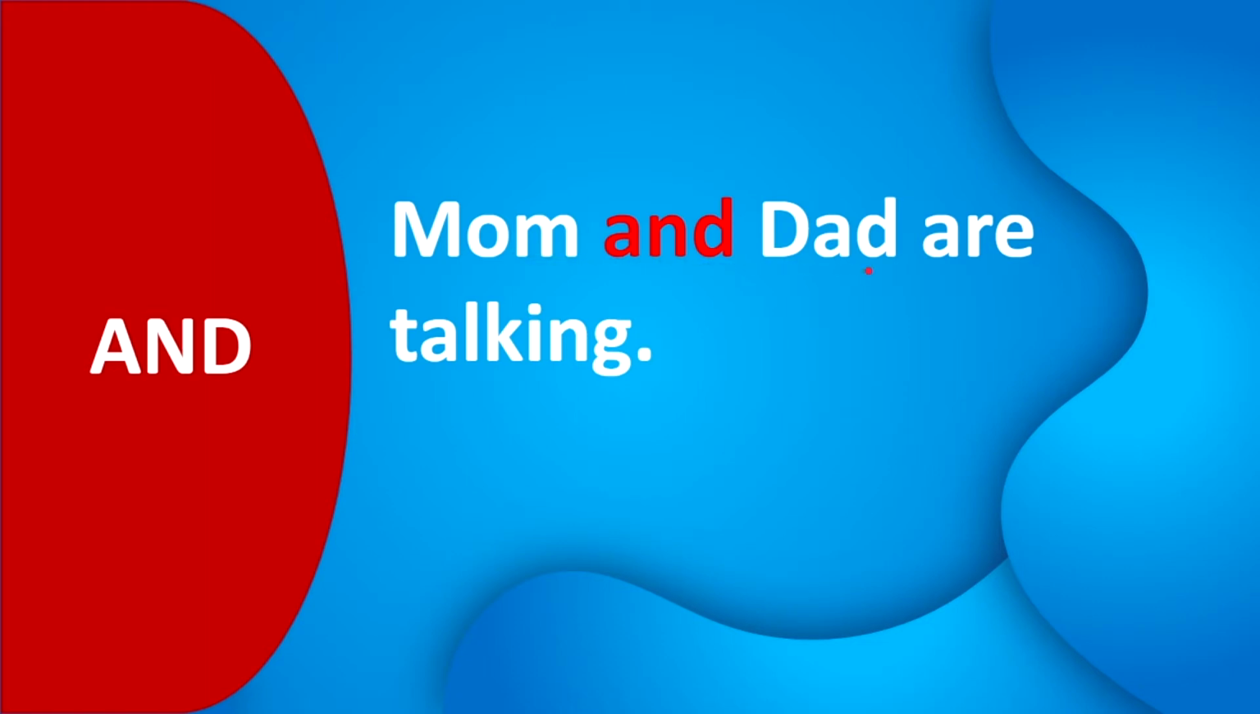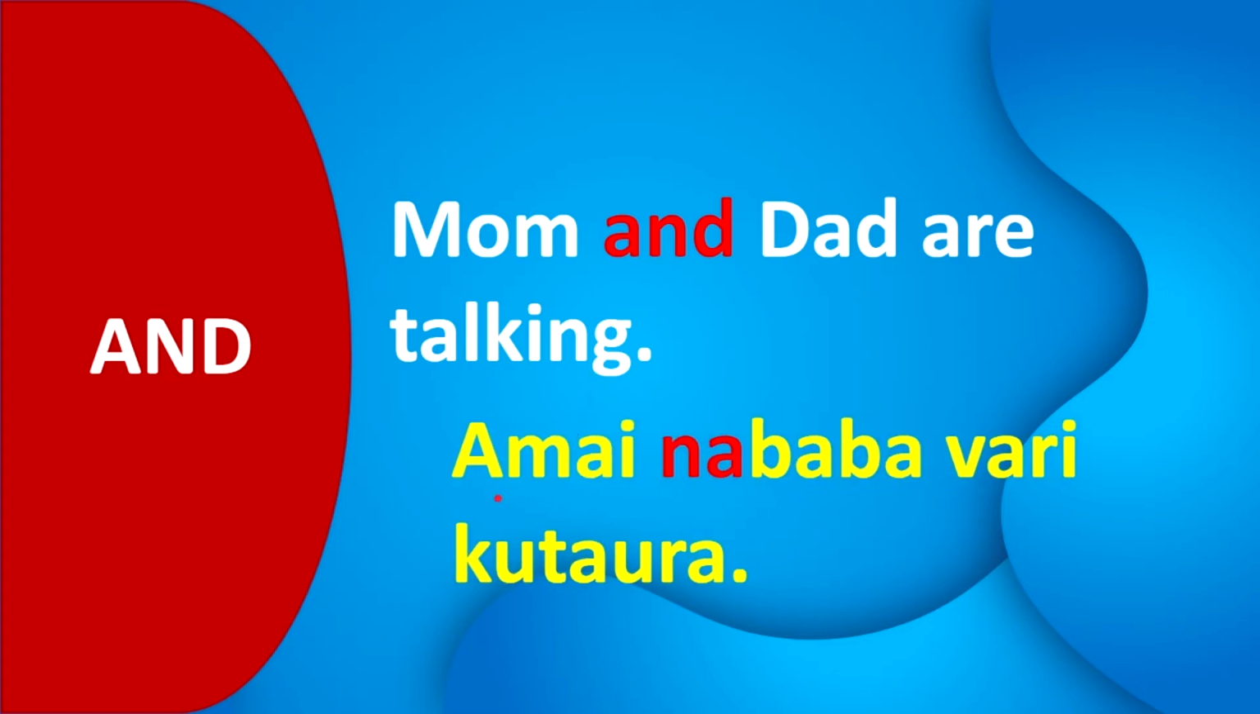Mom and dad are talking. When we translate this to Shona, it is "amai na baba vari kutaura". So in this example, "and" has been translated to the prefix "na", and has become the prefix of the word dad, which is baba. Mom is amai in Shona, and then the prefix "na". Dad is baba in Shona. Are talking, vari kutaura.